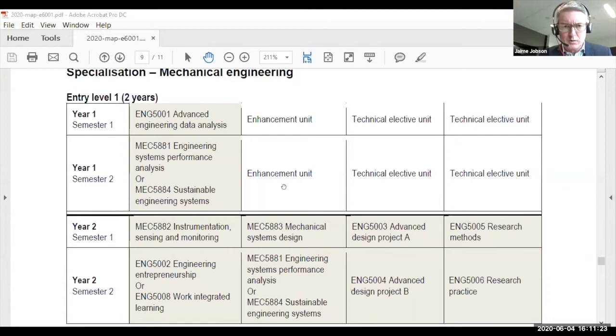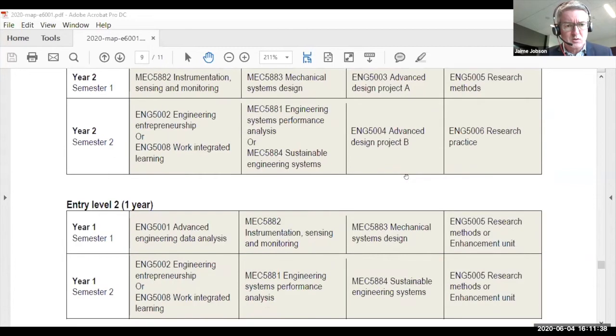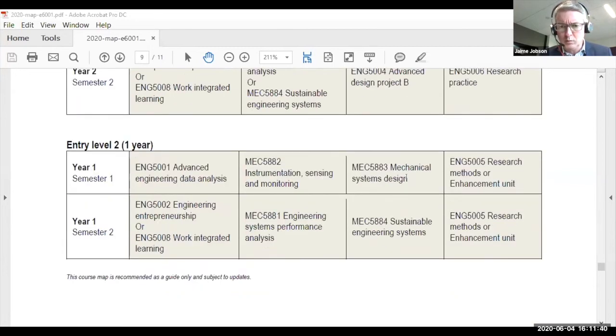This is what the framework looks like, the static framework. There is an online active one where you can click on all of the courses and take a look at all of the technical electives, and I encourage you to do that. But you can see, so that's the 2-year one. So this is what the 1-year model looks like.